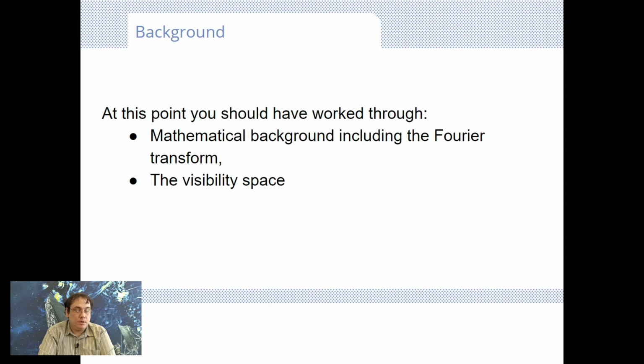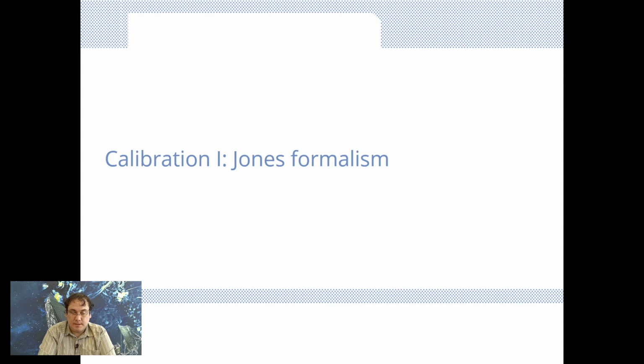At this point, you should have gone through the mathematical background section already. This includes especially the Fourier transform and all its properties. And you should also know what we mean by visibility. This term is colloquially just a spatial coherency measurement that we capture with a radio interferometer. All right, let's get started on this.